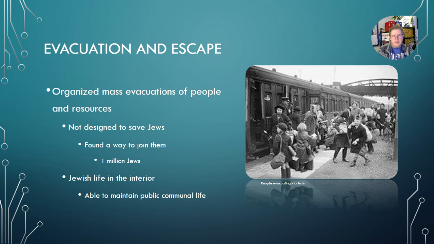They're able to maintain a level of public communal life, and the Jews living in the interior also included those sent there by force by the Soviets a few years prior. So, on average, there were about 3 million Jewish people living in the Soviet interior, far enough away that they will not be touched by the Nazis.